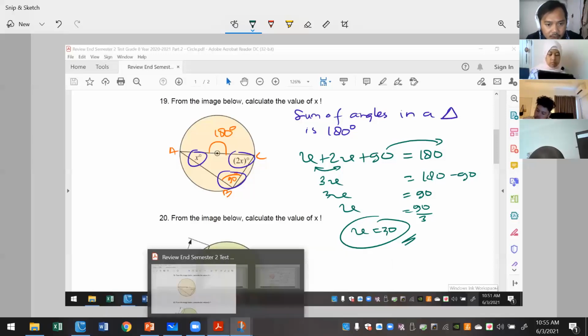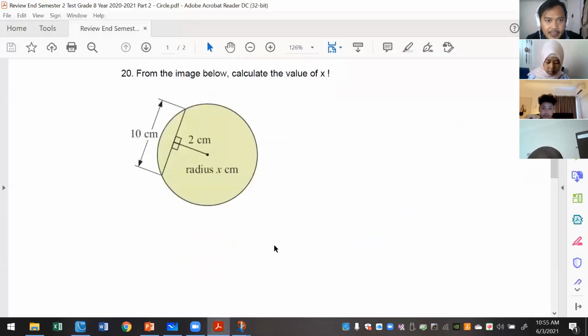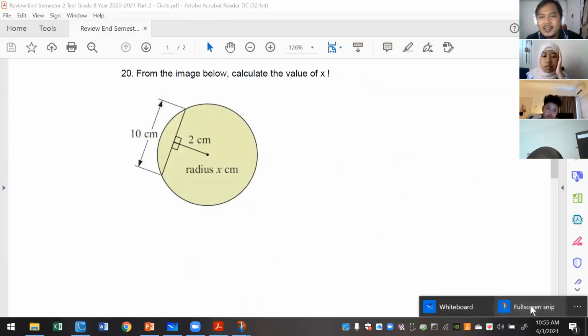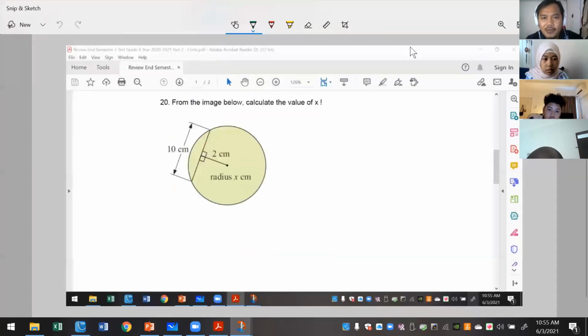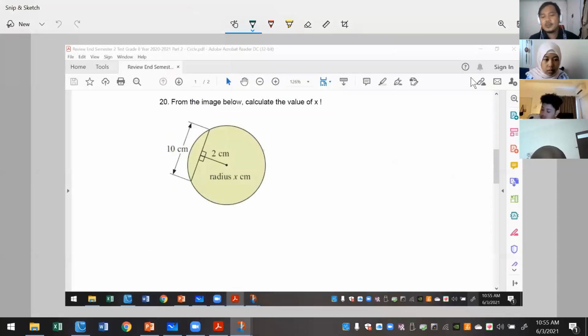Okay, next question, number 20. From the image below, calculate the value of x. So I'm going to explain a little bit how to do this. First thing first, you need to pay attention to the image. Which one is the x? It says that we have a radius of x centimeters. I'm going to help you with points here. We have point A here, this is point O, this is point B, and here we have point C.